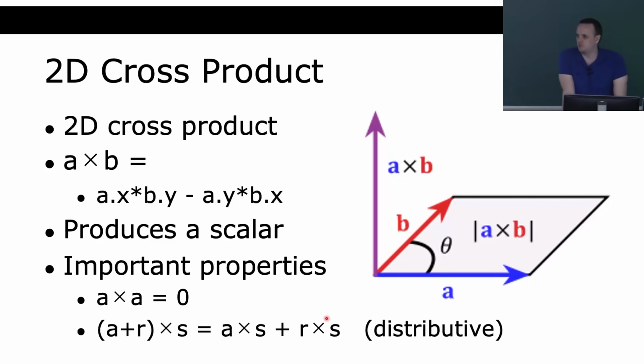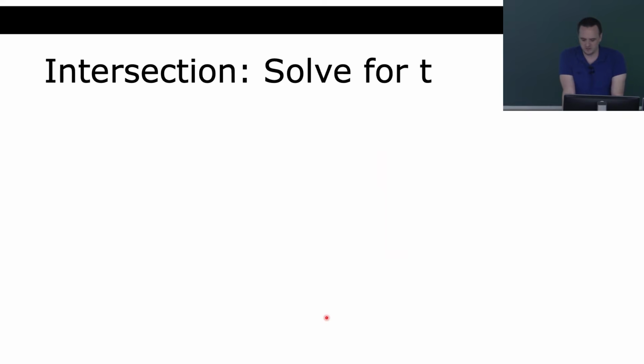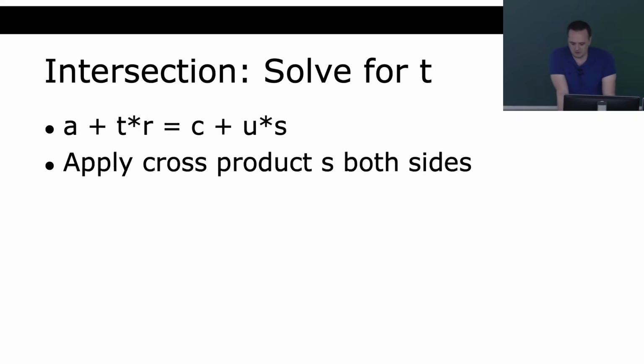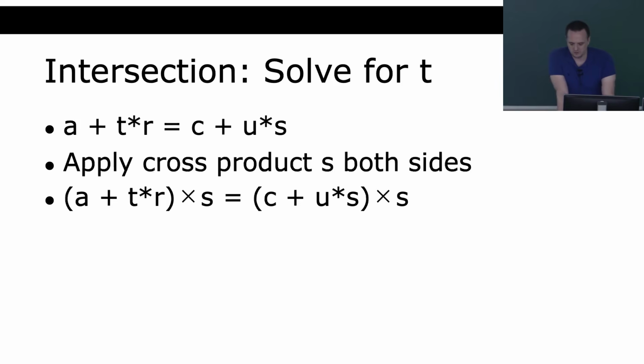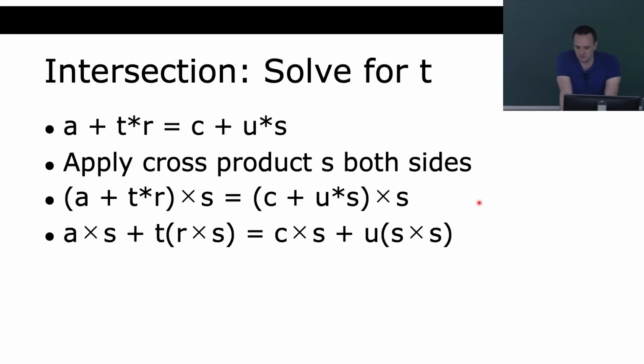We're going to use these two properties now to help us with this equation that we didn't have enough equations to solve for our unknowns. So that's the equation again. And we're going to apply the cross product of S to both sides of this equation. So what do we get? We take this and cross it with S, and we take this and cross it with S. Now we take that distributive property and go inside. So we take S cross A, we get this, plus T times R cross S. And we do the same with the other side.